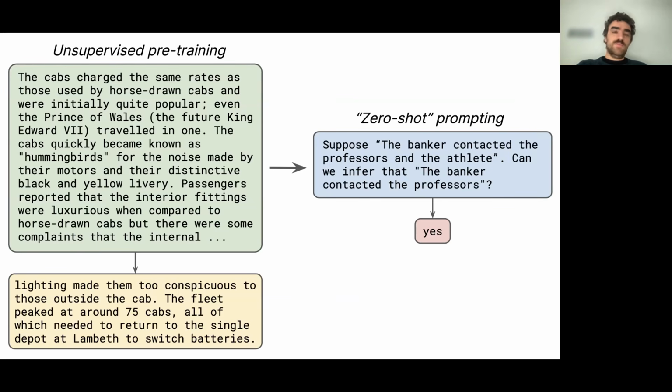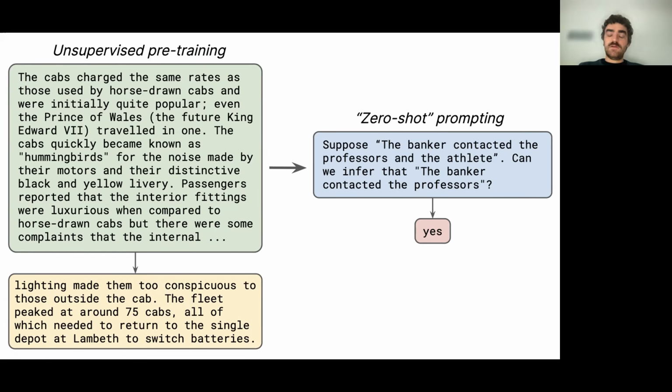And again, this pre-training corpus is usually just a big dump of text that we collected from somewhere, usually from the web, okay? And the hope is that if the language model is good at predicting the next word, and we feed in, let's say, a question on the right here, like suppose the banker contacted the professors and the athlete, can we infer the banker contacted the professors?